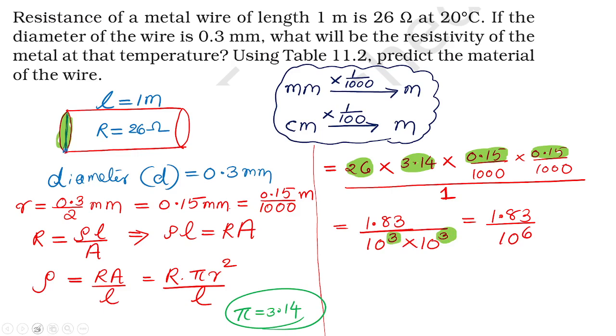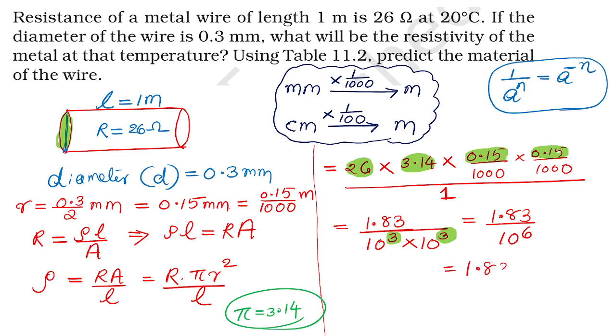In the lower class, in 7th standard, you studied that 1 by a raised to n equals a raised to minus n. Yes, I know that. So 1 by 10 raised to 6 is denoted by 10 raised to minus 6, using that result.